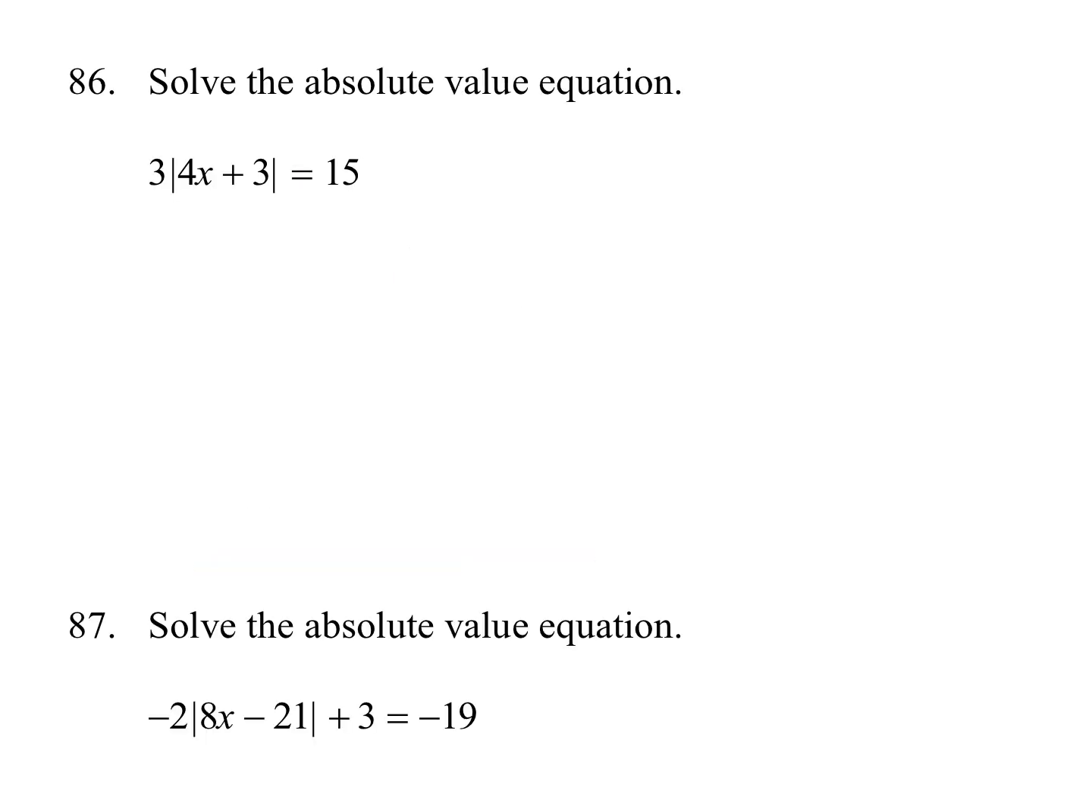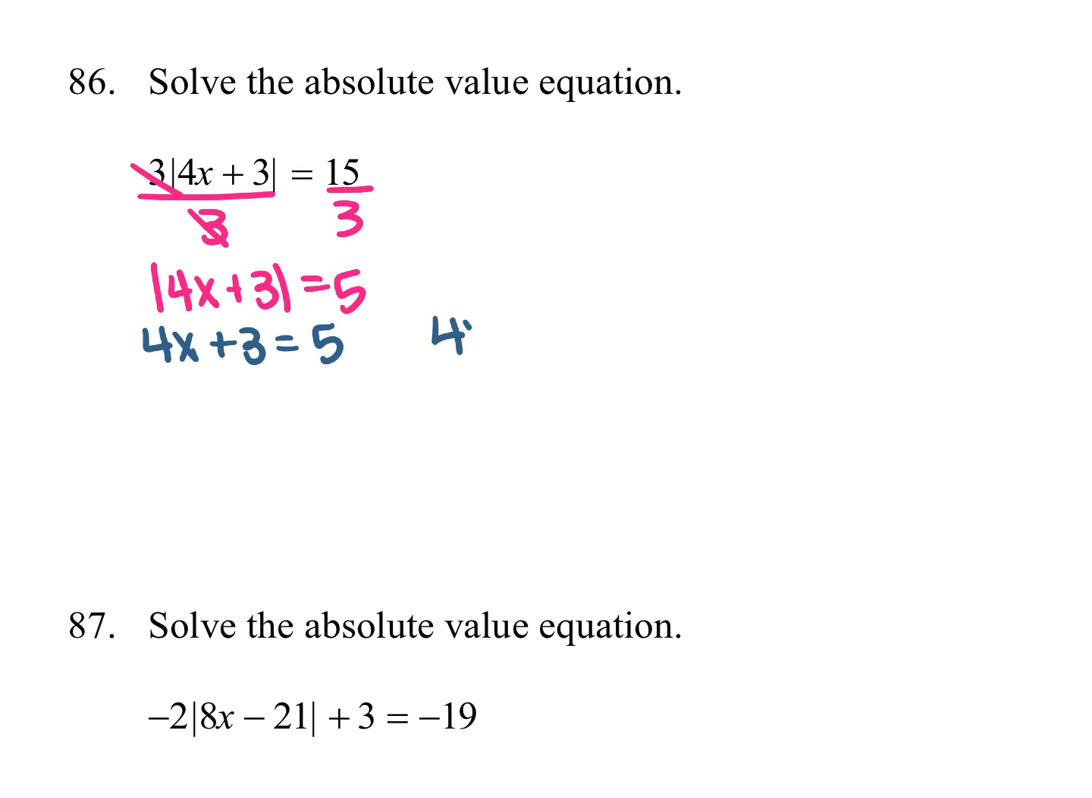For 86, we are solving the absolute value equation. 3 times the absolute value of 4x plus 3 is equal to 15. We're going to start this one by isolating the absolute value and dividing each side by that 3. So we get the absolute value of 4x plus 3 is equal to 5. Absolute value is isolated. It's equal to a positive number. So we're going to have 4x plus 3 is equal to 5. And 4x plus 3 is equal to negative 5.